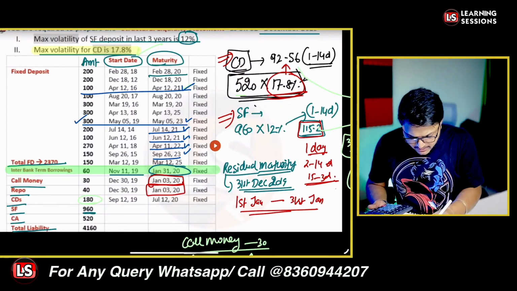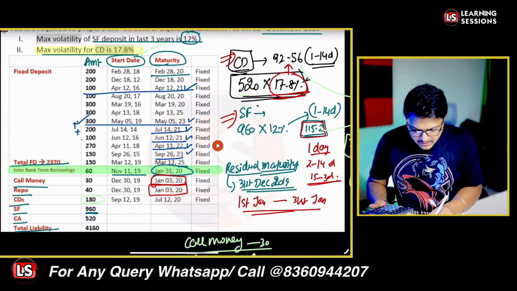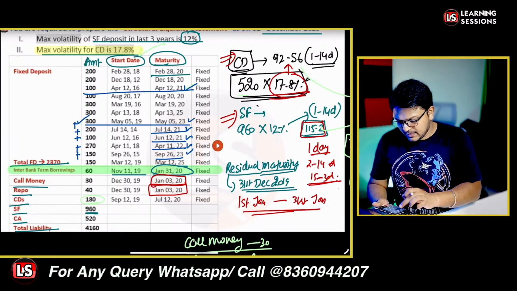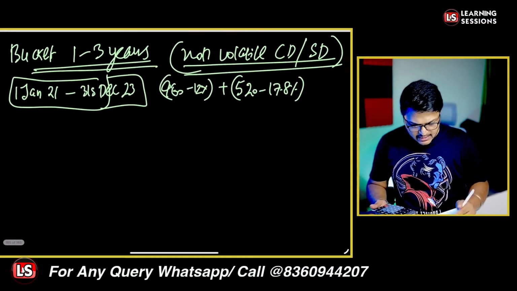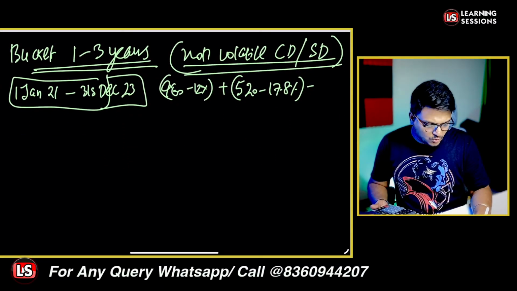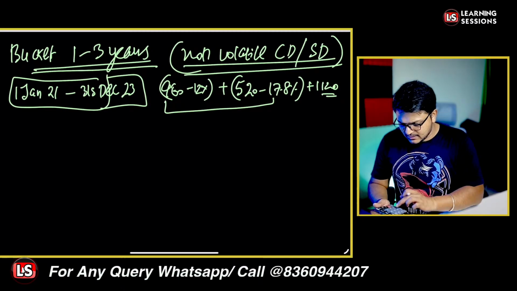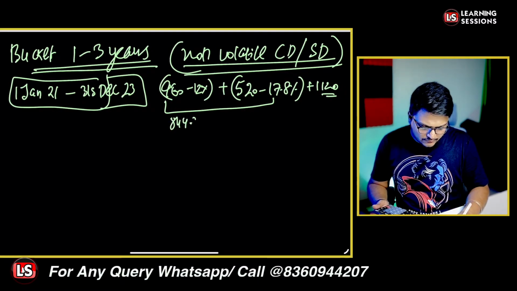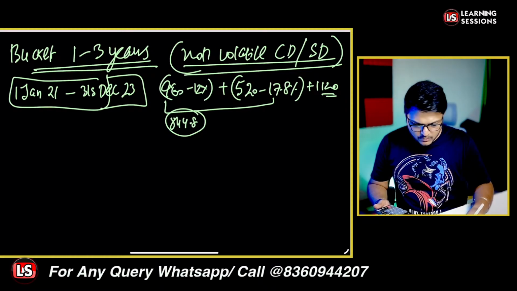So the total amount over here is 100 plus 300, that is equal to 400, plus 200, that is 600, plus 100, that is 700. 700 plus 270, that is 970, plus 150. So 970 plus 150, that is amounting to 1120. So those all to be considered, and other than that, these two things are to be considered, right? So it will be 960 minus 12%, that is 844.8, and 520 minus 17.8%, that is 427.44.